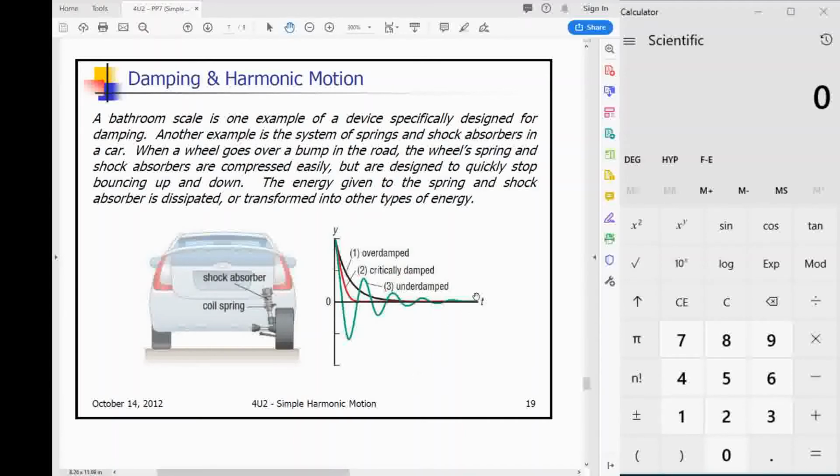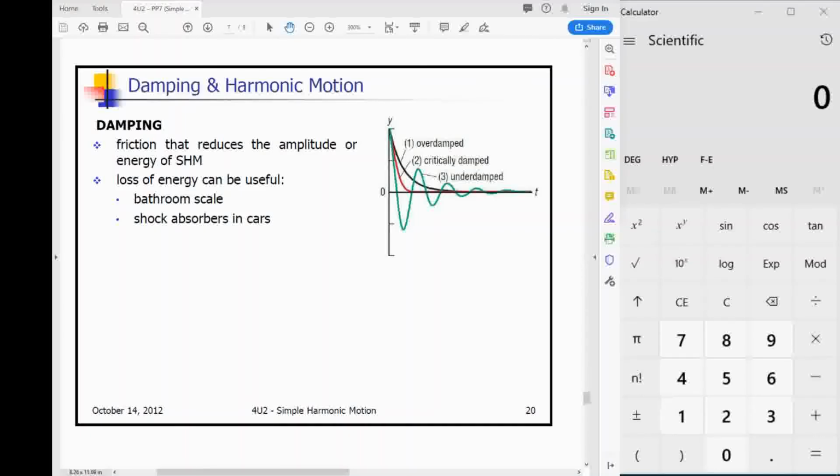So I want you to understand overdamped, critically damped, and underdamped. They are very important for this course, or rather for this unit, and you will see something like this in a future test. So please copy this slide down.